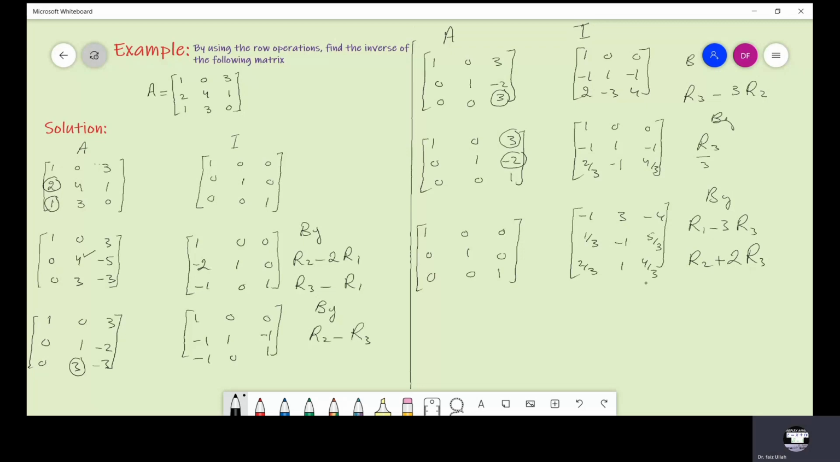4 by 3. And now we can see that A has been reduced to an identity matrix, and at the same time we get another matrix on the right hand side, and that matrix is A inverse. So A inverse is minus 1, 3, minus 4, 1 by 3, minus 1, 5 by 3, 2 by 3, 1, 4 by 3. So this is the required solution. That's all.